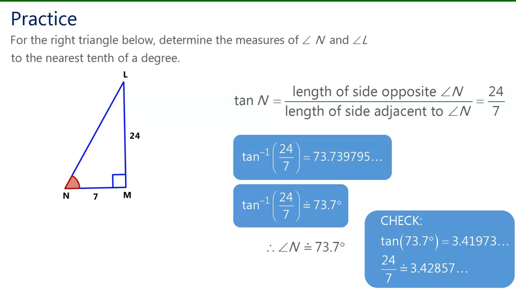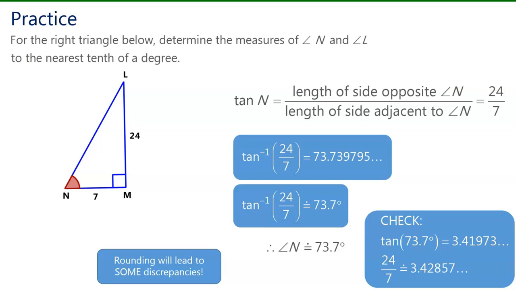We can check. If we take the tan of 73.7, we get 3.41973 continuing. 24 over 7 can be approximated as 3.42857 continuing. While these numbers are not the same, they're relatively close. Remember, rounding will lead to some discrepancies.